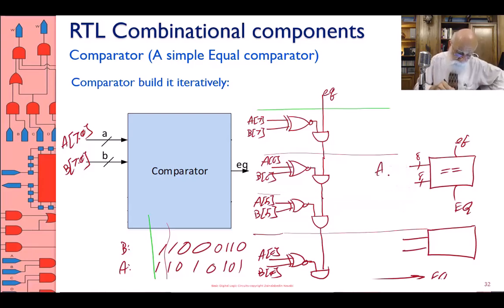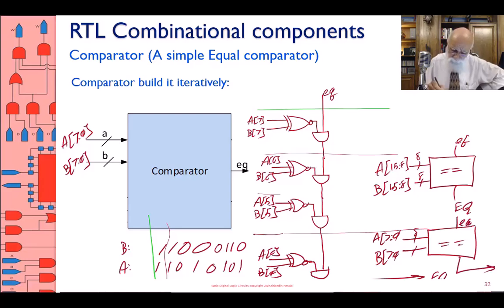A 15 colon 8, B 15 colon 8, A 7 colon 0, B 7 colon 0. Okay. The upper one becomes my most significant. The lower one becomes my least significant. This becomes my equal output. And then the leftmost equal, I just put a 1 here.